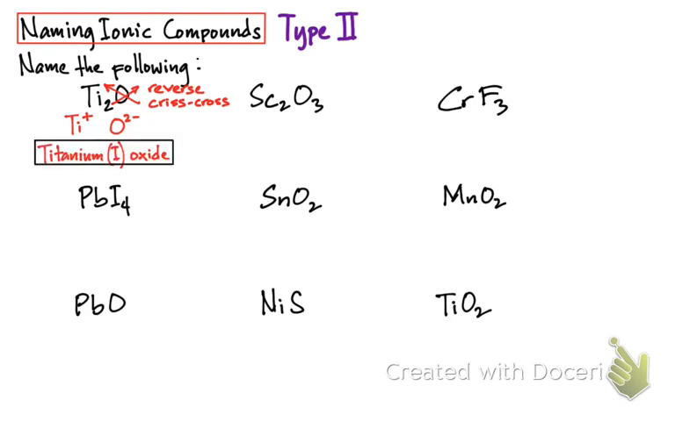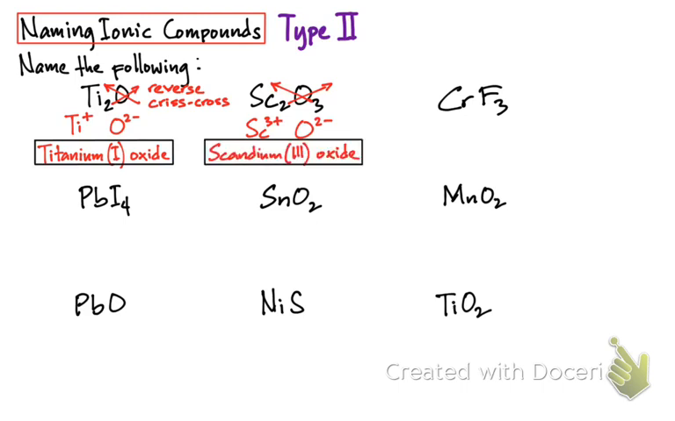All right, you can pause this video to try the rest. So here we have Sc2O3. You can again reverse the crisscross here, and you can see that the scandium will have a positive 3 charge, oxygen will have a negative 2 charge, which is the oxide ion, and so here we have scandium 3 oxide. Next one here, we have CrF3. Reverse the crisscross, and you have Cr with a positive 3 charge and fluoride ion with a negative 1 charge. So here we have chromium 3 fluoride.